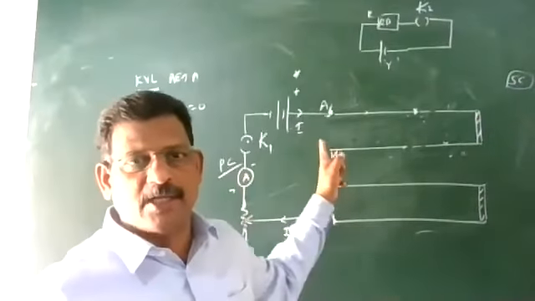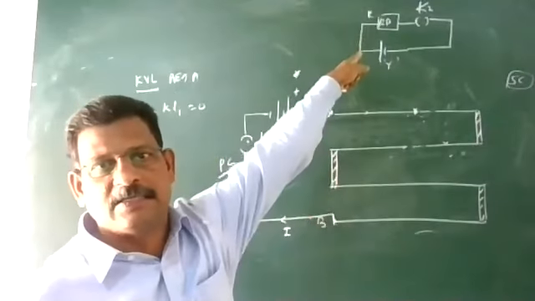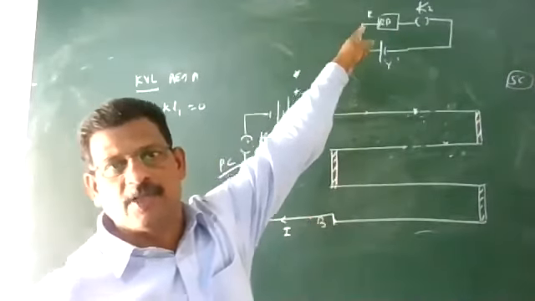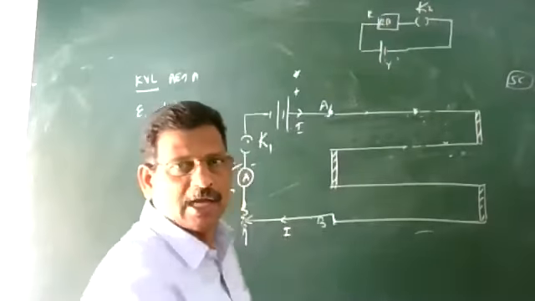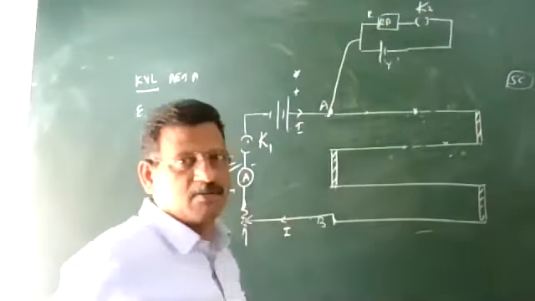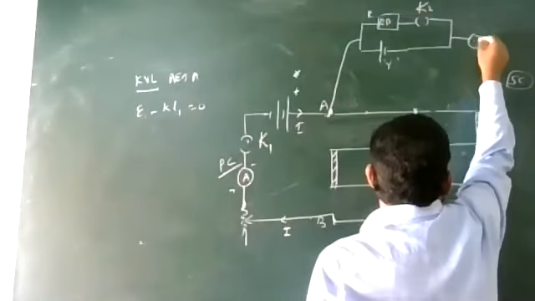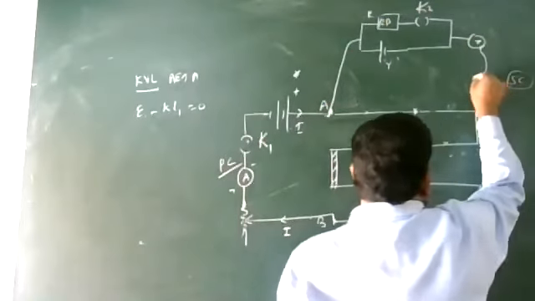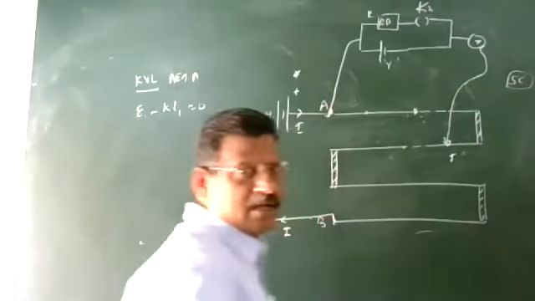K1 is the primary circuit key, and it will remain closed the whole time. And this is the cell along with the resistance box. From here you can take R, and key K2 is arranged. The positive terminal is connected to the point A, star mark. And from here we connect the galvanometer with the sliding contact. I have completed it.